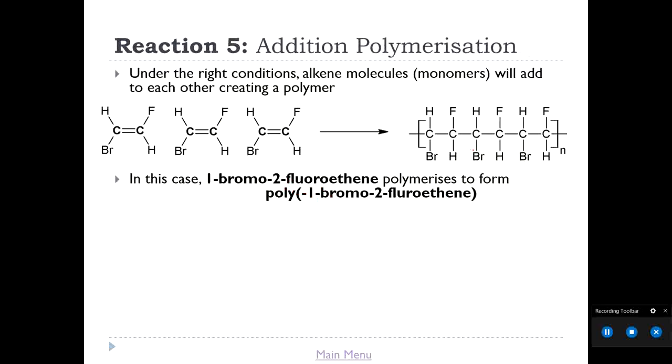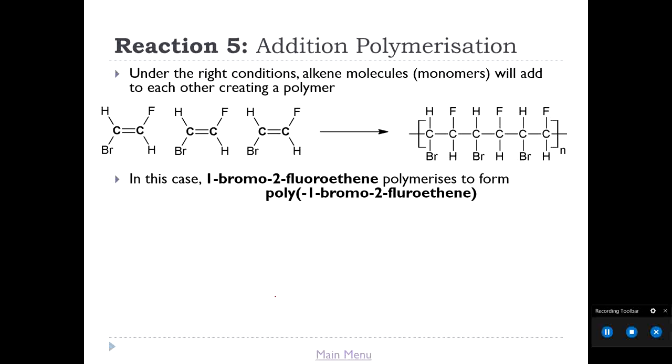The fifth reaction is addition polymerization. So we can use alkenes to make polymers. Now polymers are incredibly important, and you use them, you come across them every day of your life. So anything plastic, or, like I said, oils, well, not quite oils, but any plastics are polymers.